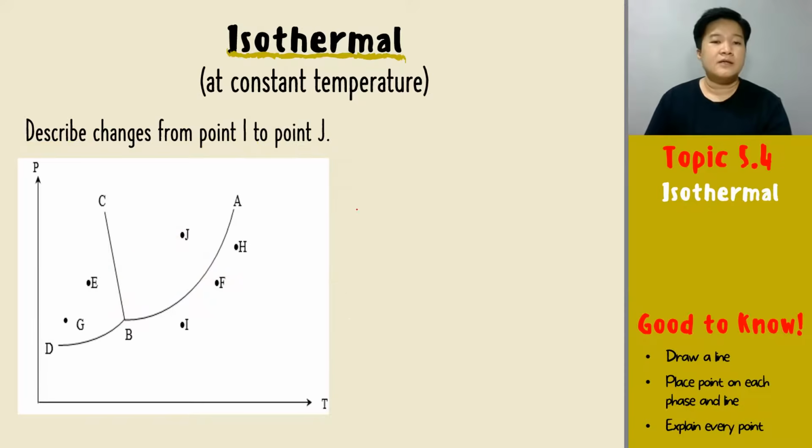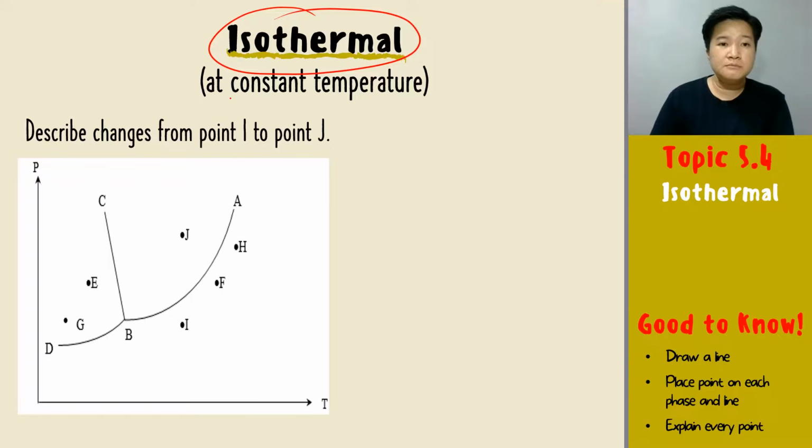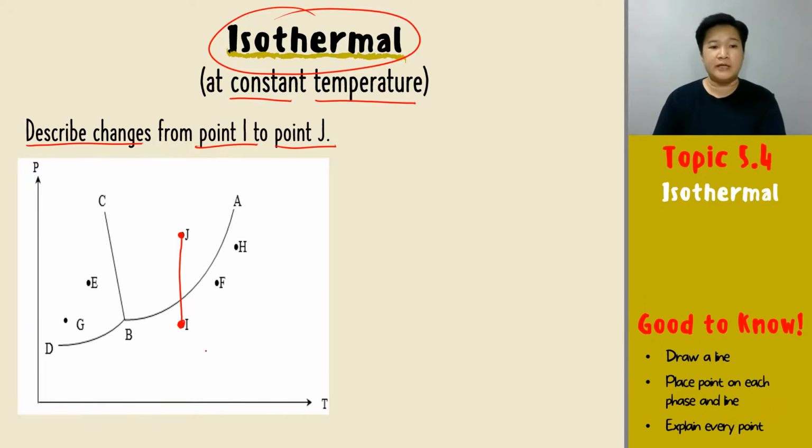Okay? Simple. Next, and also last but not least, isothermal. Isothermal means constant temperature. And we are going to talk about the changes from the point I to point J. So find your point I. That is my I. That is my J. So draw a straight line from the point I to J. Okay, that is my straight line. And how many extra points do I need to put down? That is my solid. That is my liquid. And I already have a point in liquid. So we are good. That is my gas. And we already have a point in gas.